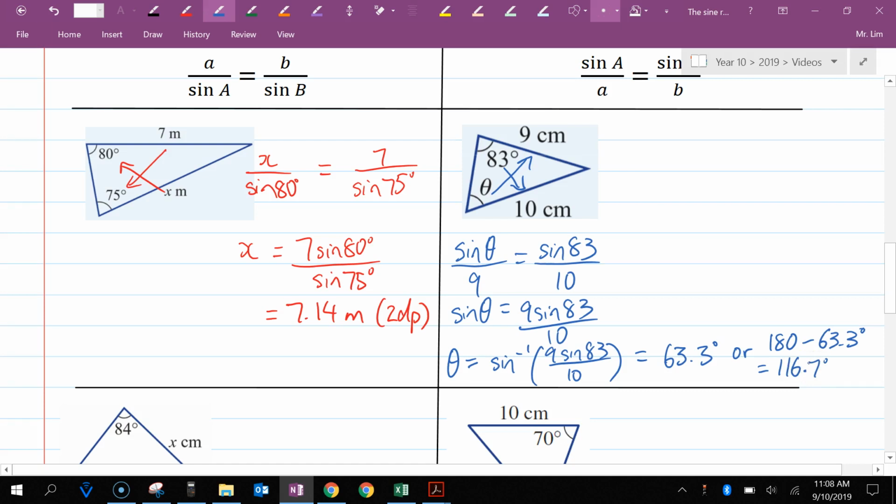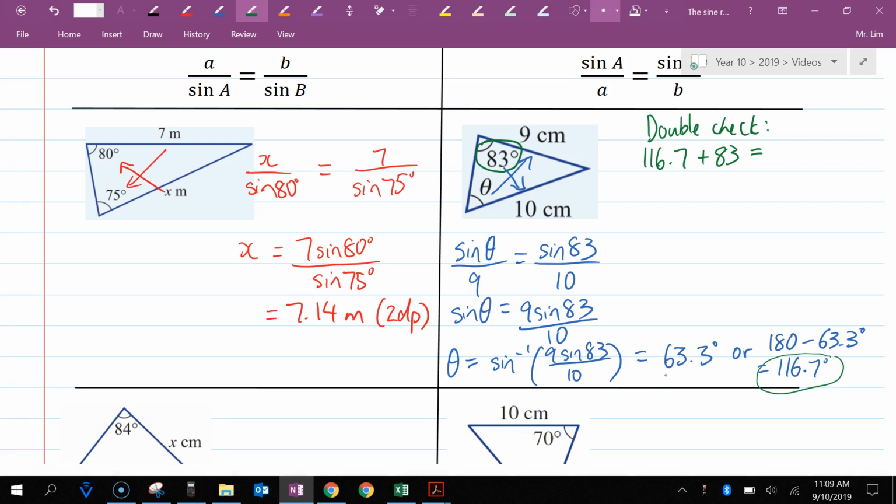The question is, is that possible? We need to double check that. So double check. We're going to take our 116.7 and we're going to add the known angle given to us in the question, 83. Now, if that's more than 180 degrees, then this 116.7 is not possible. Okay, there's only one answer. It has to be the 63.3. However, if the answer we get is less than 180, then there are two possible answers and we need to write both of them down.